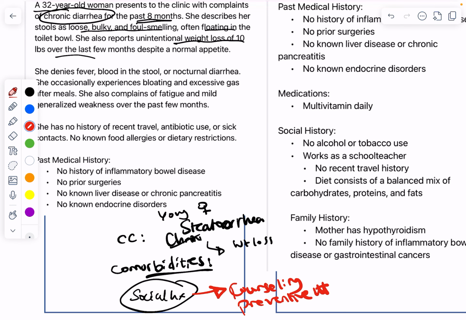Now, if the patient, for example, is not having safe sex and you forgot to mention condoms or stuff like that, then you're going to lose points. That's why social history is important.